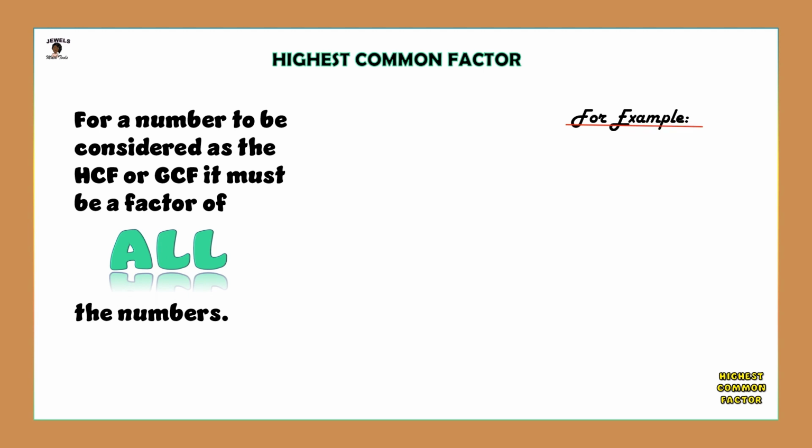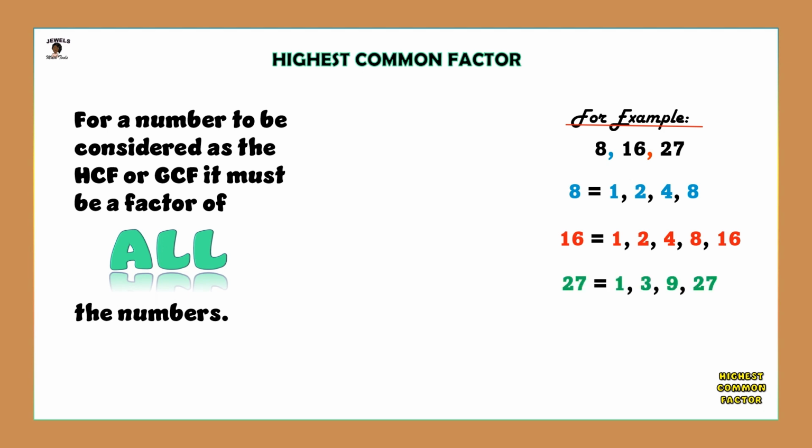When I'm looking at listing the factors and identifying the highest common factor of my numbers 8, 16, and 27, the first thing I need to do is list the factors of these numbers. So for 8, I have 1, 2, 4, and 8. For 16, we have 1, 2, 4, 8, 16. And for 27, our factors are 1, 3, 9, 27.